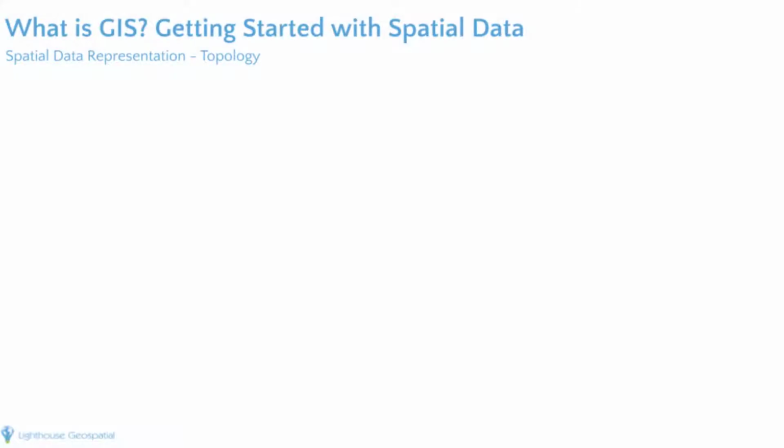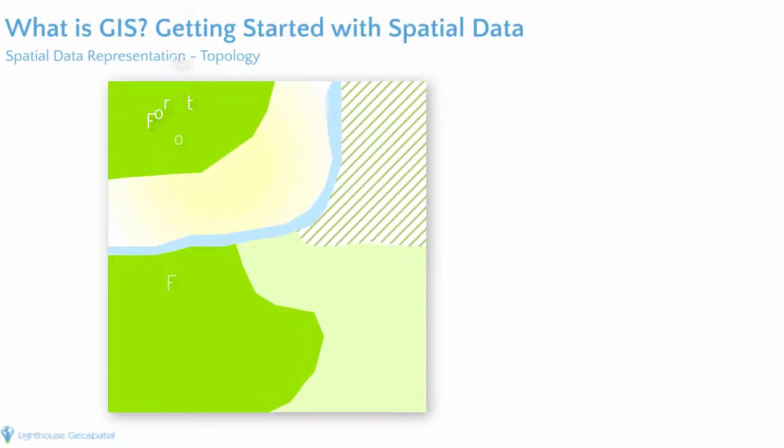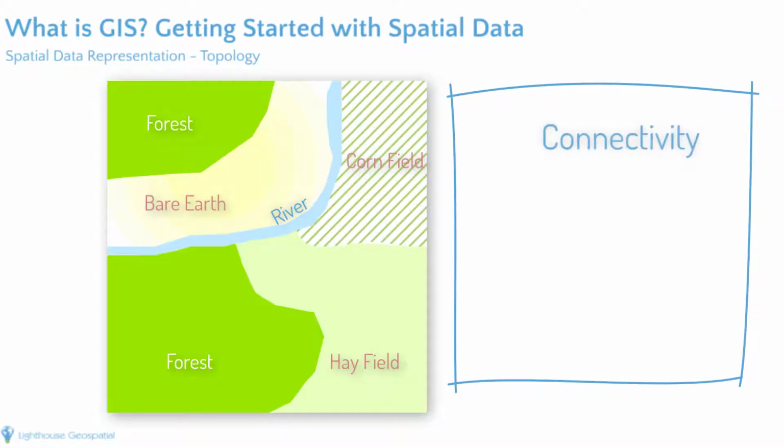So, now that we've understood how we translate our data into a nice computer-friendly format, we want to make sure that we can model the relationships that exist in the real world within our data. These relationships are called topology, and they refer to the spatial relationships that exist within features in the real world, like connectedness, adjacency, and proximity.